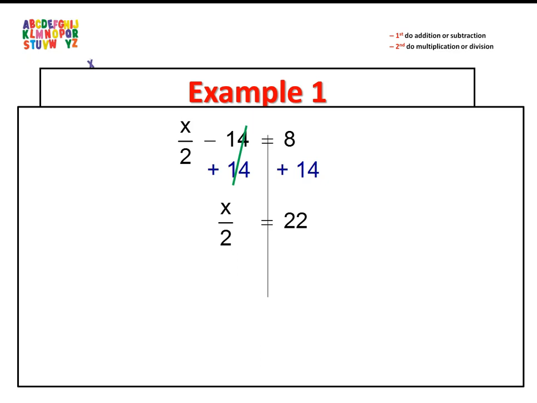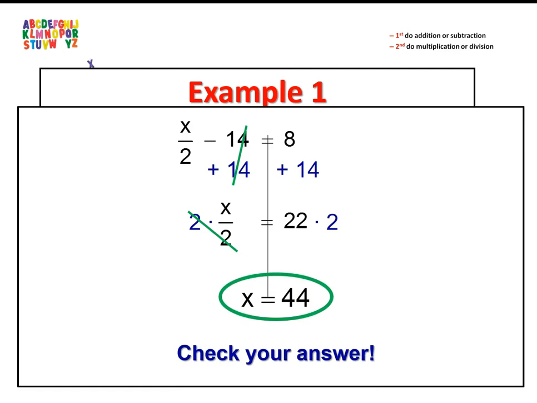So now I want to undo division. What am I going to undo division with? That's right, I'm going to use multiplication. So since I'm dividing by 2 in this equation, I want to multiply by 2 to undo it. And whatever I do to one side, I'm doing to both sides. Those 2s on the left cancel out. I am left with x equals 44. That is my answer. But am I sure?